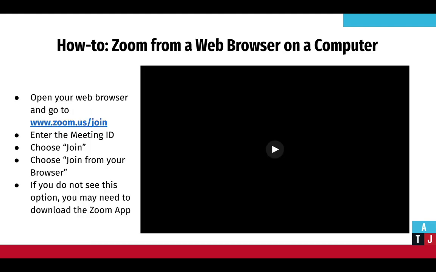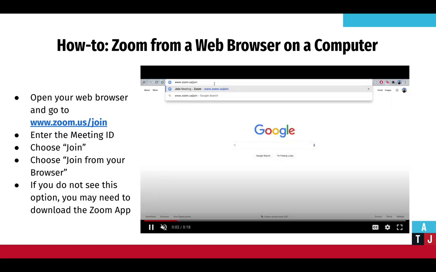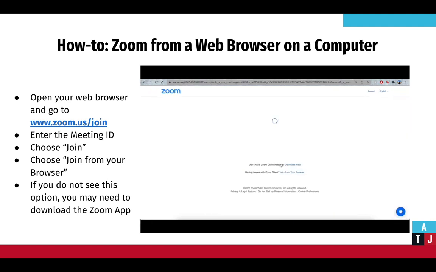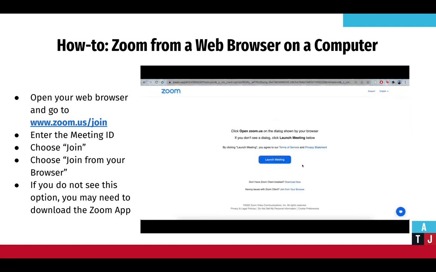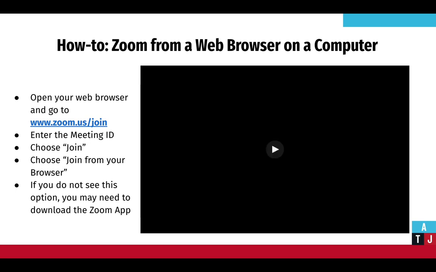For the second option, you don't need to download the Zoom app. You can simply open your web browser and type in www.zoom.us/join, enter the meeting ID, and click the blue Join button. Once Zoom has launched in your web browser, you will click the blue link labeled Join from your browser near the bottom of your screen. This link will appear below the blue Launch Meeting button.